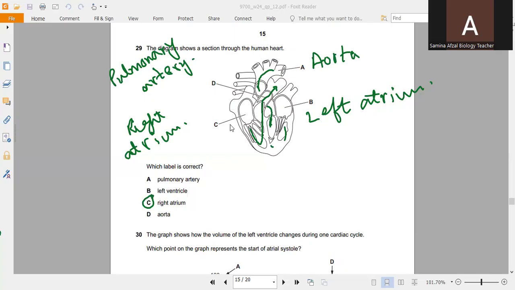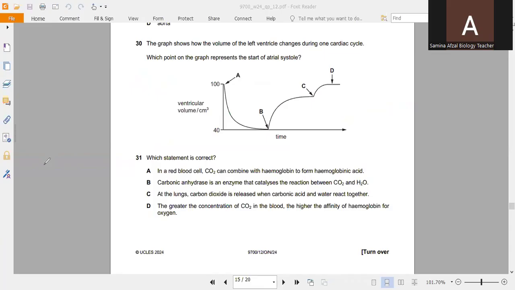Now we are moving towards question number 30. The question is a graph which shows how the volume of the left ventricle changes during one cardiac cycle. Which point on the graph represents the start of atrial systole? We have to find the point when the atrial systole takes place.